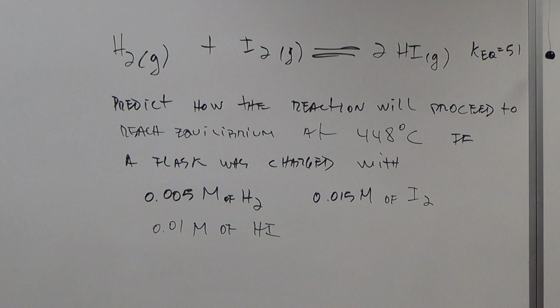So predict how the reaction will proceed to reach equilibrium at 448. Why is the temperature there? Because the reaction was run at 448. If a flask was charged, a flask charge means what? That you put the initial stuff in it, yes?